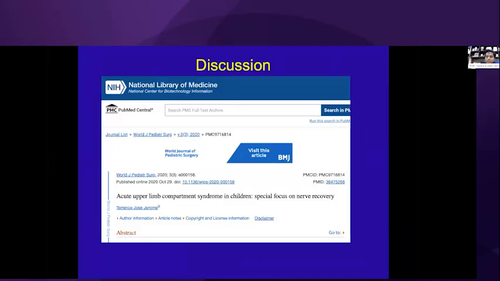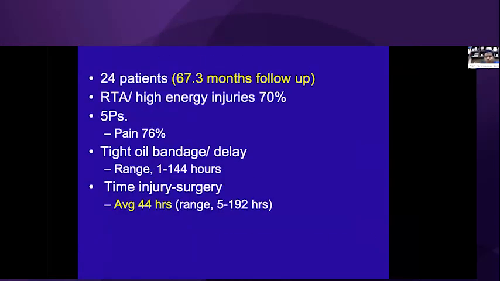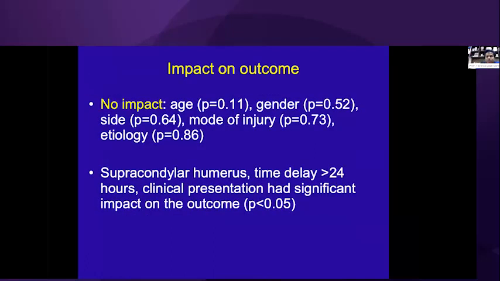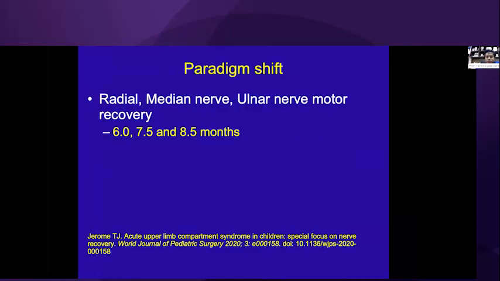So we have published this entire series on acute compartment syndrome, especially with a special focus on nerve surgery, in one of the BMJ journals. What we found in our study was that the average time to surgery was approximately 44 hours. Many say that beyond 8 hours you don't operate. No, we don't follow that because we do not know when the compartment syndrome started. In our series of 24 patients, we found that nothing contributed much to the outcome, especially gender and these things. But if they have a supracondylar humerus fracture with artery injury, or a delay of 24 hours, they may have a bad outcome if not properly treated.